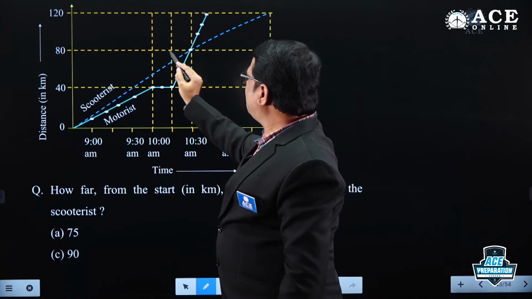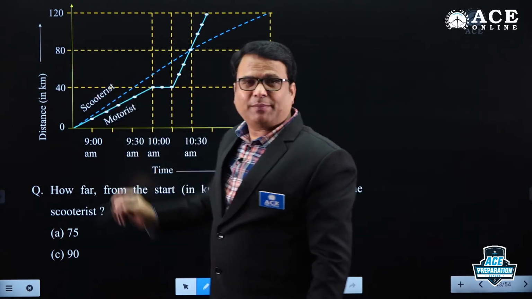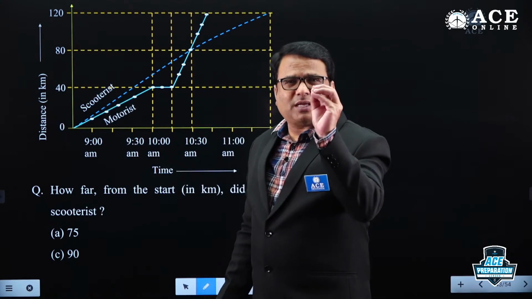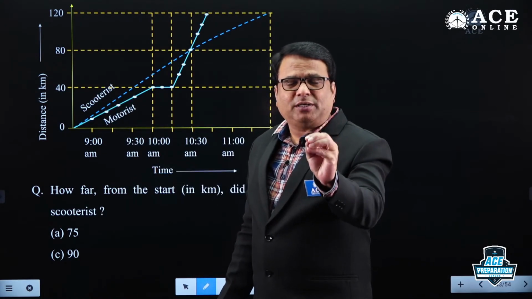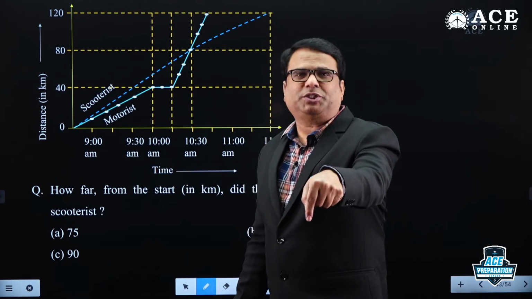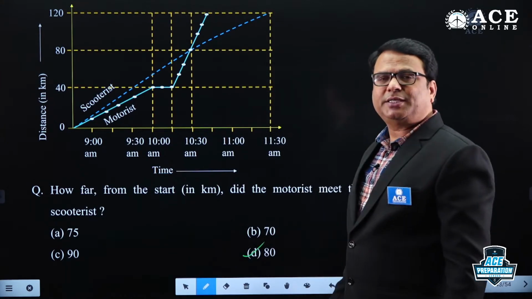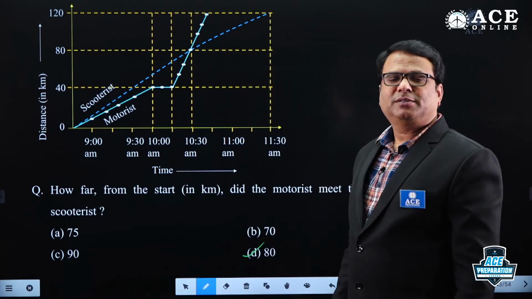If you check this point with the y-axis, I am getting 80 kilometers. That means both these persons are meeting at a point which is 80 kilometers away from the beginning point. So the answer here is choice D, 80 kilometers. Okay.